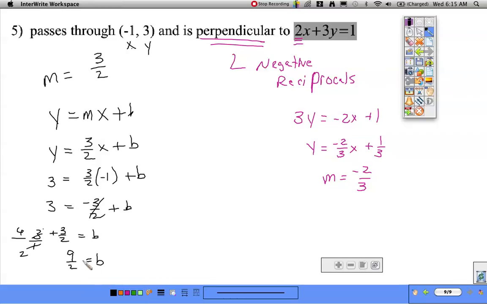Leave your y-intercepts as improper fractions. I don't want mixed numbers, I don't want decimals. My equation then here is going to be y equals a slope of 3/2 times x plus my y-intercept of 9/2.